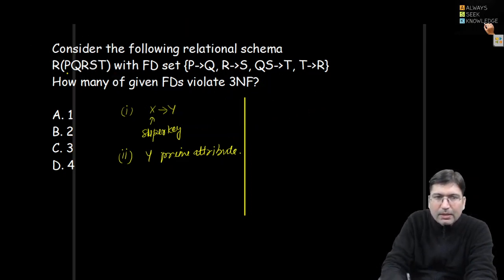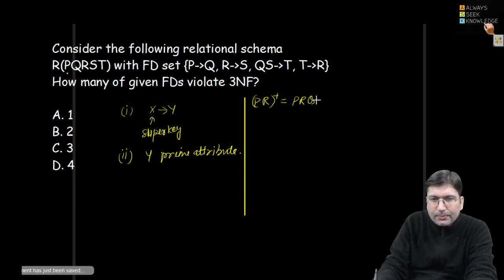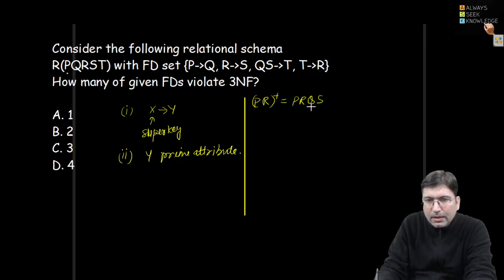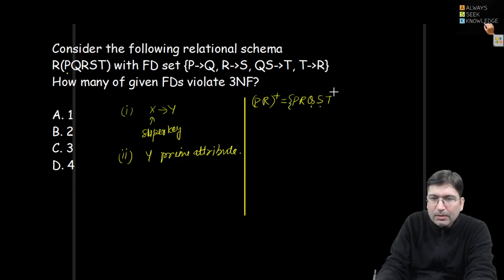Now let's try another combination with P. If we try PR, the closure of PR will be PR, and P can generate Q, R can generate S, and Q and S collectively can generate T. So that means PR is capable of becoming a key. PR is capable of becoming a key.